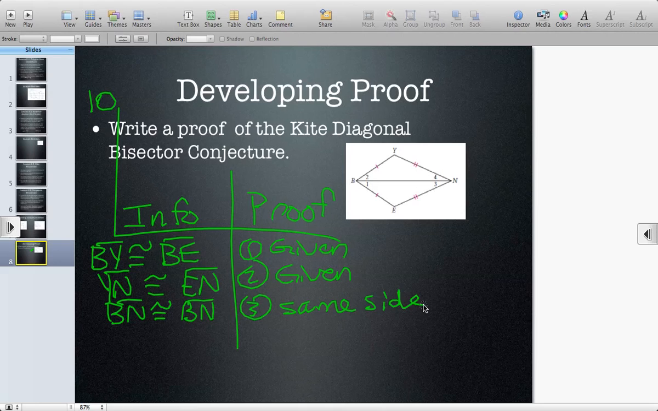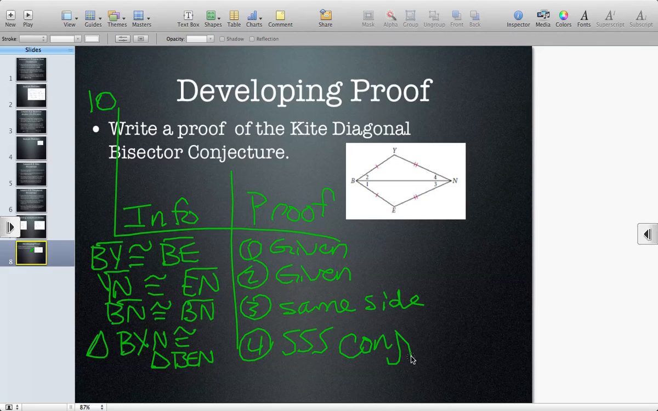So that gives me enough information to say that triangle BYN is congruent to triangle BEN. And the reason why, as we all noticed in question number 9, is because of side-side-side. The side-side-side conjecture tells us that. All right, so what's the point of proving these two triangles congruent? How does that help me prove the kite diagonal conjecture?